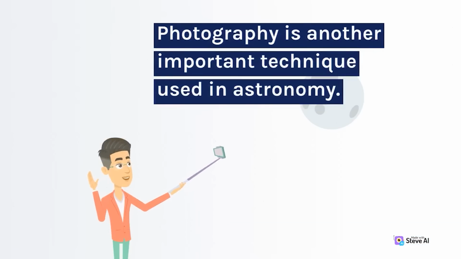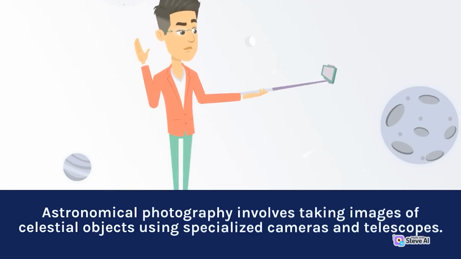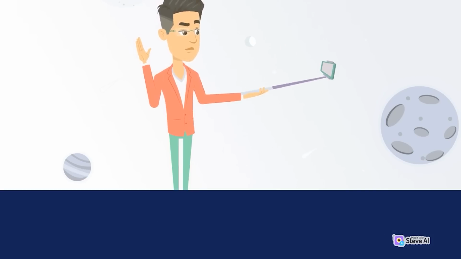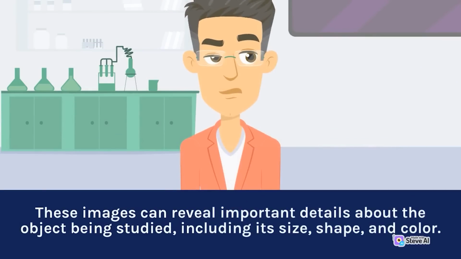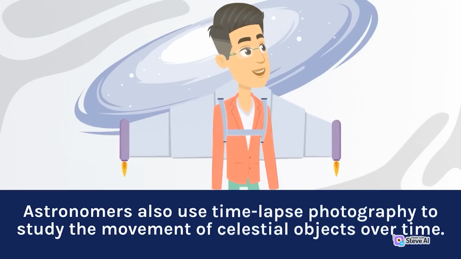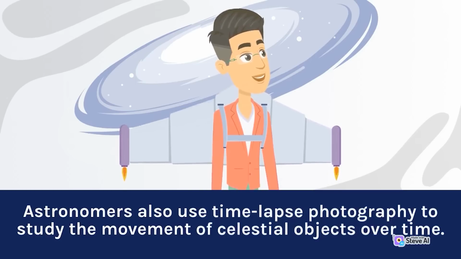Photography is another important technique used in astronomy. Astronomical photography involves taking images of celestial objects using specialized cameras and telescopes. These images can reveal important details about the object being studied, including its size, shape, and color. Astronomers also use time-lapse photography to study the movement of celestial objects over time.